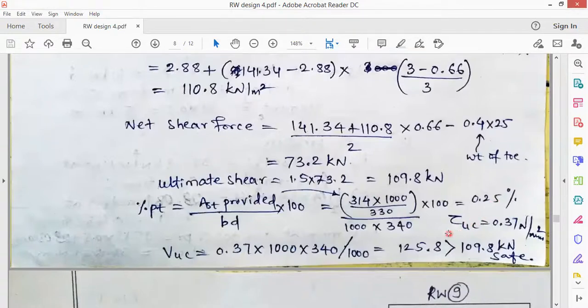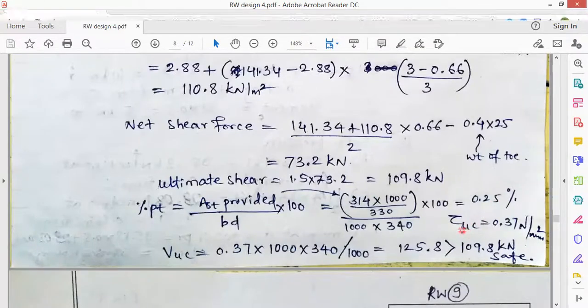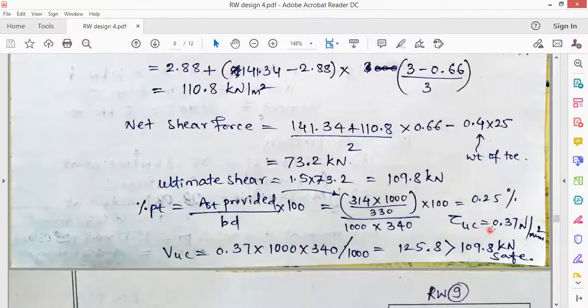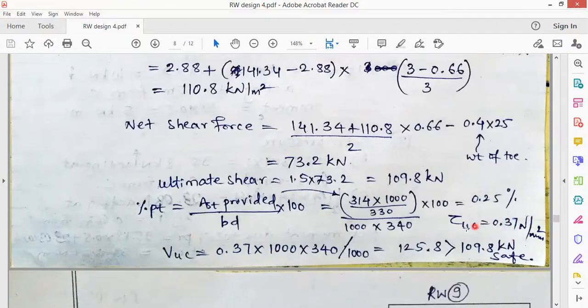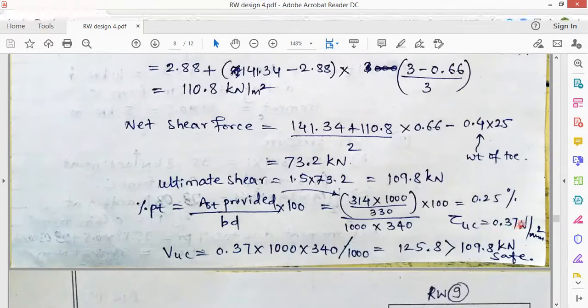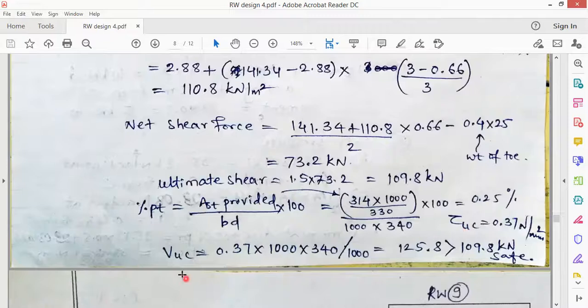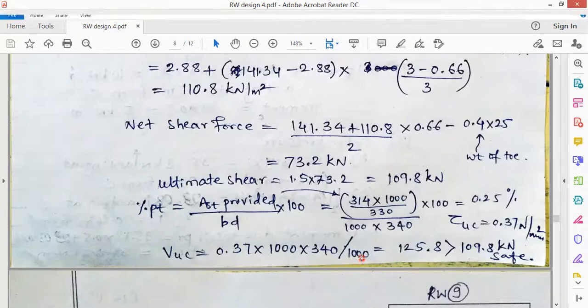For 0.25%, shear strength of the concrete as per IS 456 is 0.37 Newton per mm square. So we will calculate what is the force that can be taken by the concrete. So converting this stress into force, 0.37 is the stress. So we have the dimensions, 1000 mm is the width and thickness is 340 mm. So 0.37 into B into D divided by 1000 to convert to kilonewton, it will be 125.8 kilonewton.